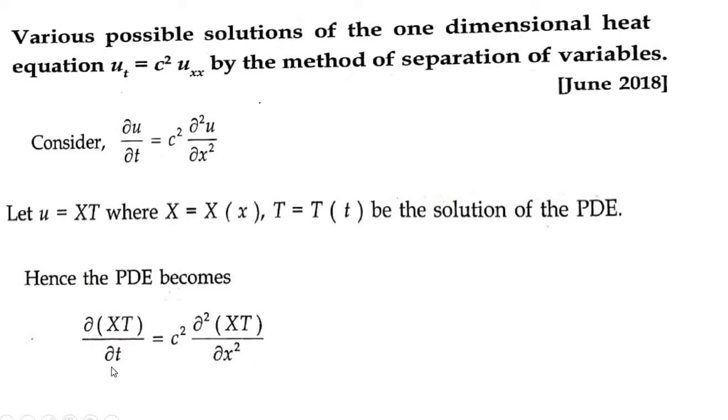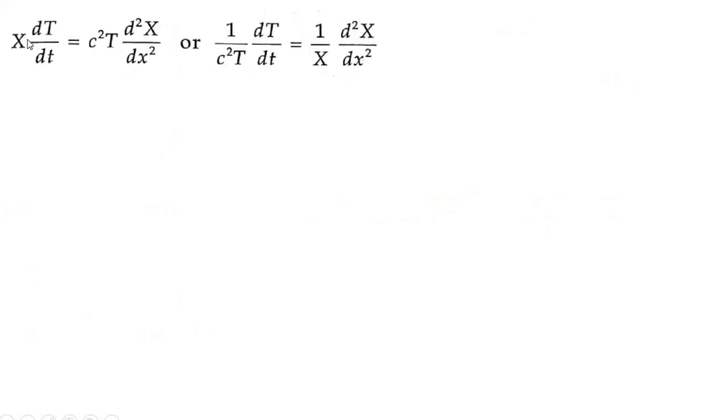Alright, so again you see here, with respect to t, capital X is a constant. So keep X outside the partial derivative, and here also capital T is a constant with respect to x, so keep capital T outside the partial derivative. So what do you get here now? In the next step, the partial differential equation changes into an ordinary differential equation: X dT/dt = c² T d²X/dx².